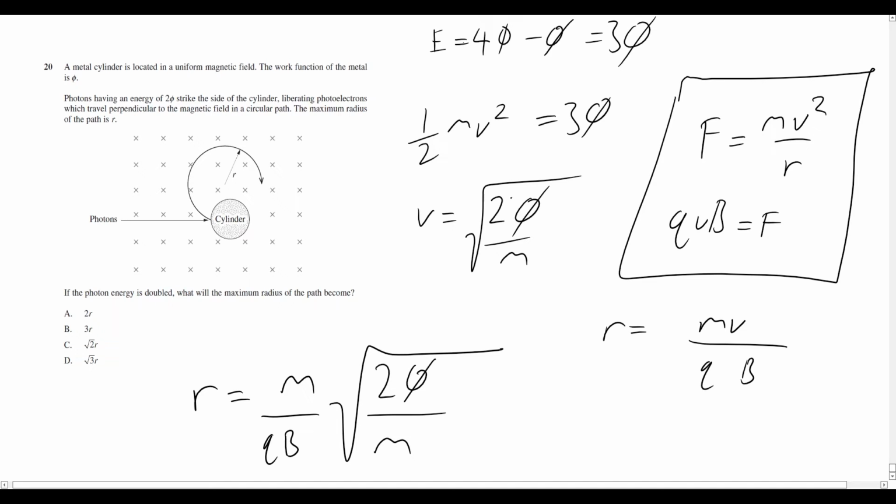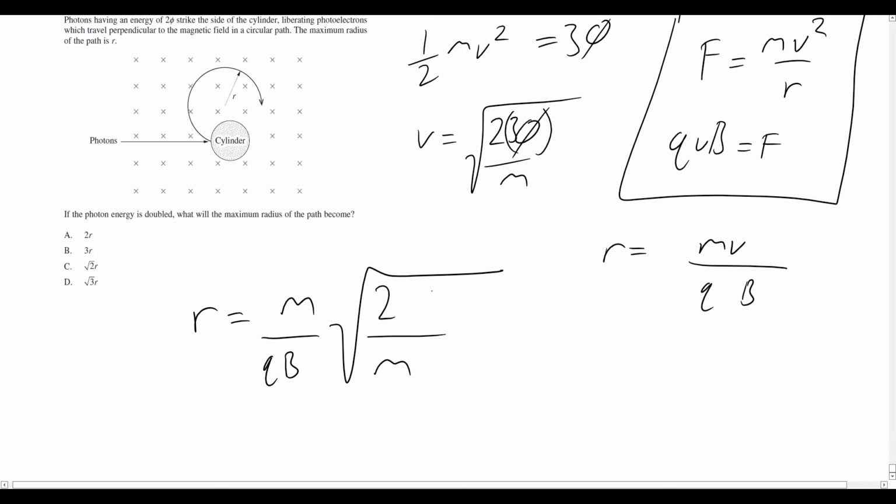So now we can go through and quickly change all these values just by putting that 3 out the front here. And so I'm going to write that in like that. So just 3 phi in brackets. And then down here, we see that that would change from phi into 3 phi. So now, if the photon energy is doubled, what will the maximum radius of the path become? Well, we see that the only thing that has actually changed here is that factor of 3. And so we see that the only solution here is going to be d.